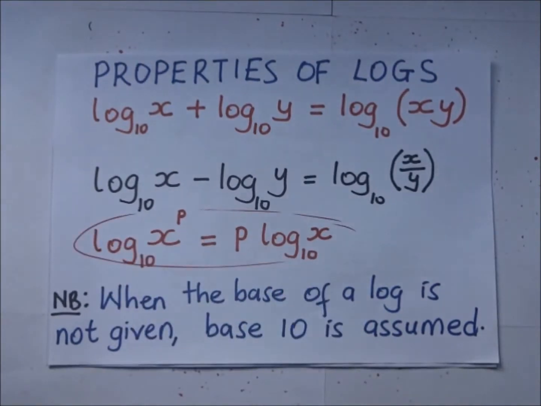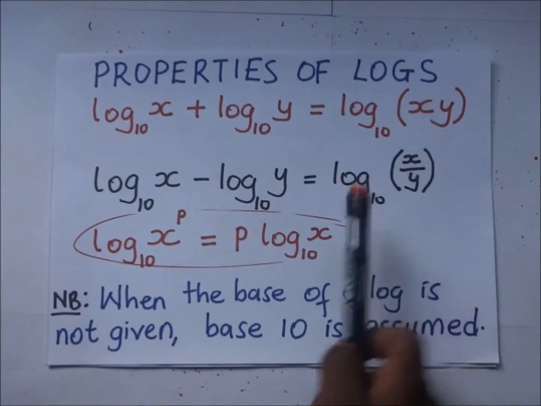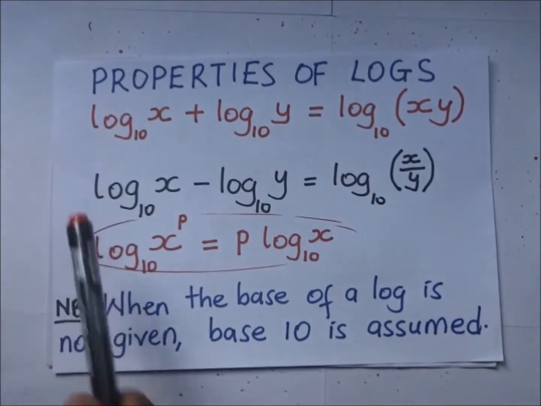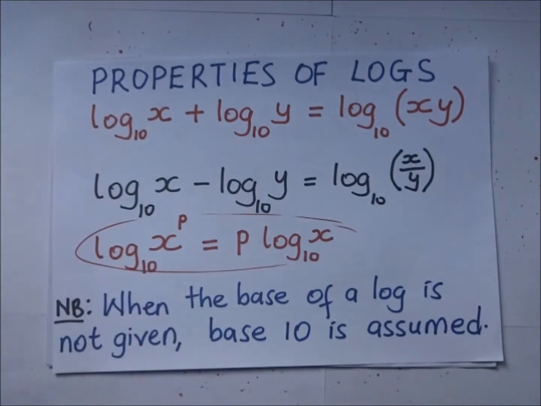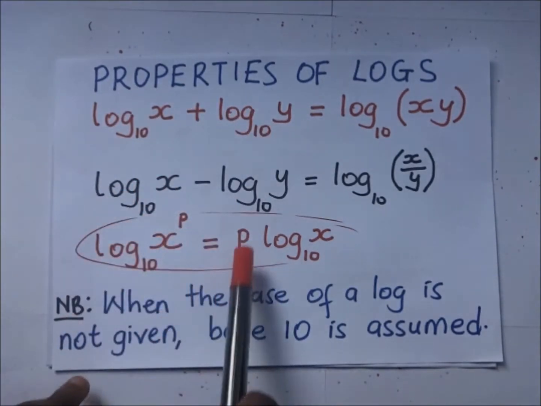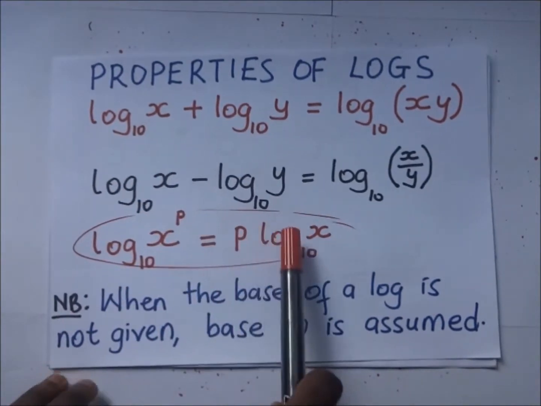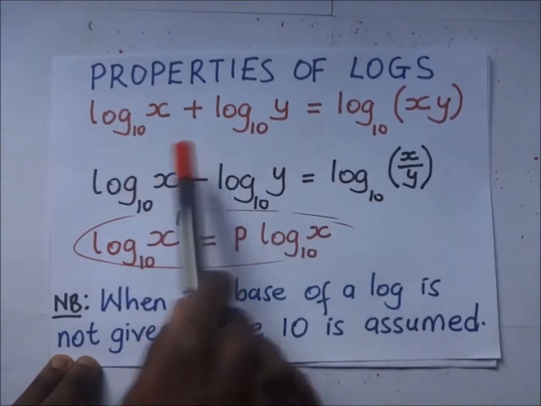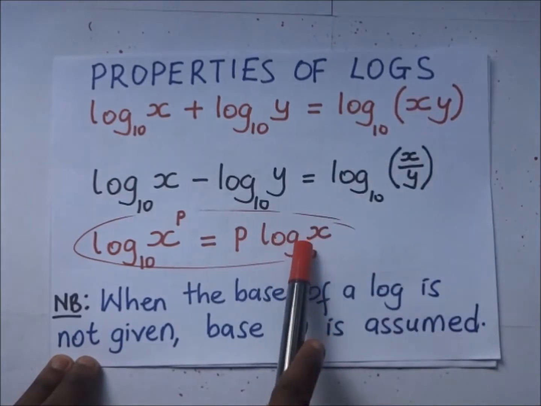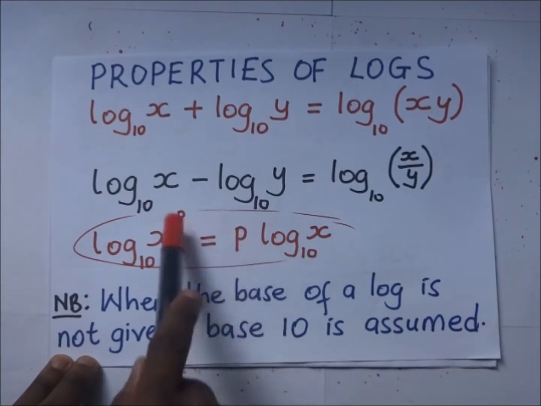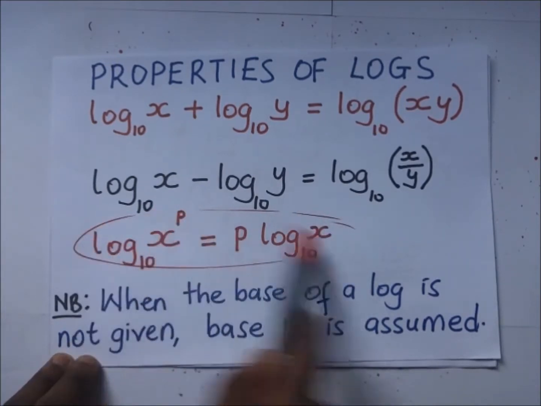About these properties of logarithms, please take note that they only work when the coefficient of the logarithm is 1. So if you're given a number where the coefficient of the logarithm is not 1, you're supposed to first make sure the coefficient is 1. For example, the coefficient of log of x base 10 here is p. So before you apply any of these, you must first make sure this coefficient is 1. So how do you remove this p? By putting it up here, using this property.